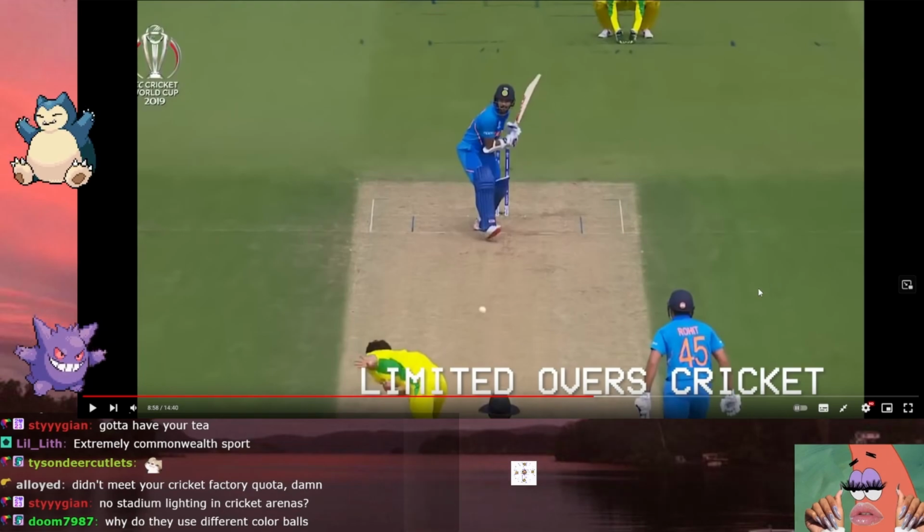Why do they use different color balls? Visibility, entirely visibility. Because in one day cricket, you're wearing colorful clothes, and generally you're often playing day-nighters, so it'll go into the night. You're using a white ball for pure visibility. And it's the opposite in test match. Everybody's wearing white in a test match, so you don't want to use a white ball. You've got to use a red ball to allow it to be visible against players and the bowler and stuff.